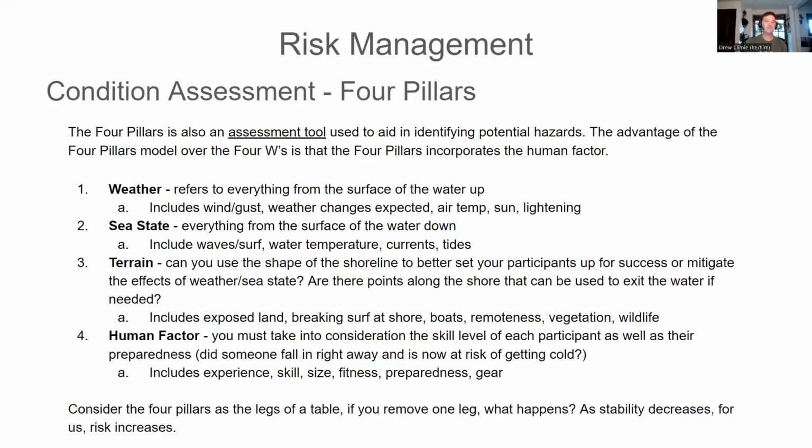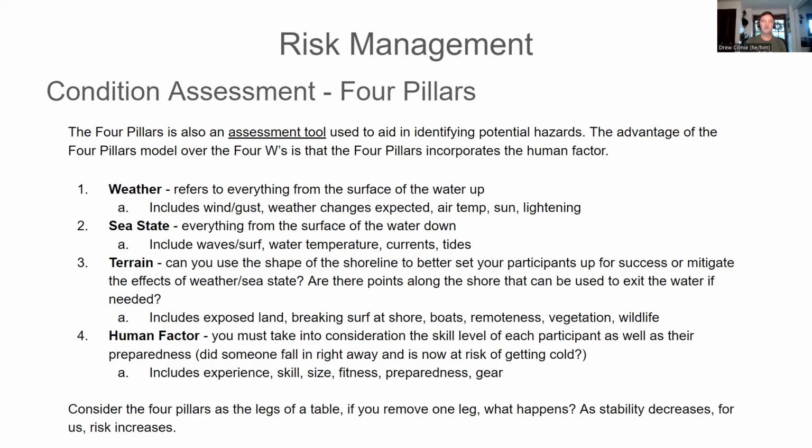So let's look at them from the top. 4 pillars is also an assessment tool used to aid in identifying potential hazards. The advantage of the 4 pillars model over the 4 Ws is that the 4 pillars incorporates the human factor. Weather refers to everything from the surface of the water up. So wind gust, weather changes, temperature, sunlight, lightning, storms. This weather here is wind and weather combined from our 4 Ws.